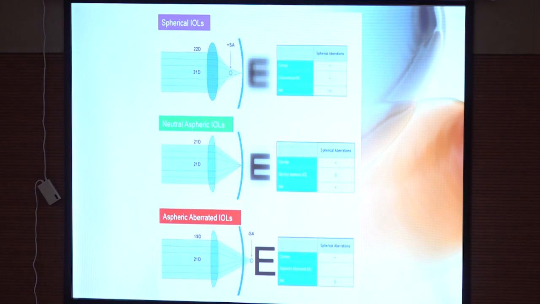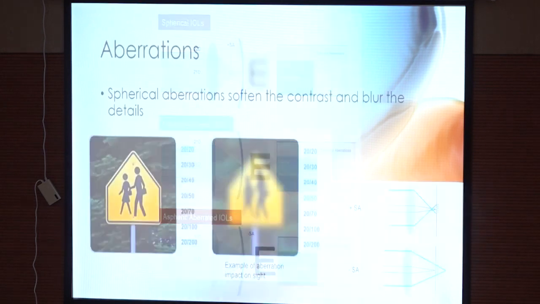So in spherical IOLs, the positive spherical aberration of the lens will add up to that of the cornea and it will lead to this type of an image. In IOLs which have zero spherical aberration, like in Bausch and Lomb lenses, it will not cancel out the positive spherical aberration of the cornea, so the image will be like this. And in the aspheric lenses, that is the negative spherical aberration lenses, it will cancel out the positive spherical aberration of the cornea and we will have a clear contrast, clear image as seen in this case.